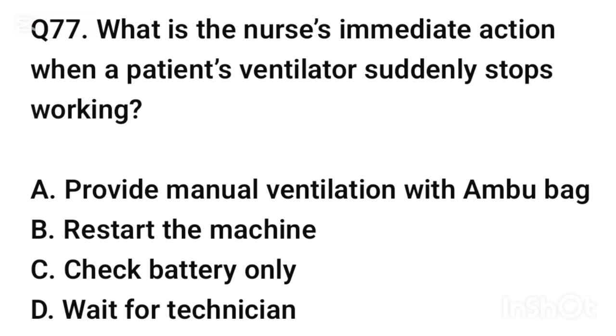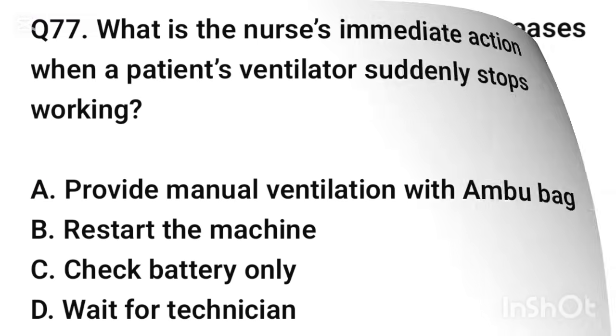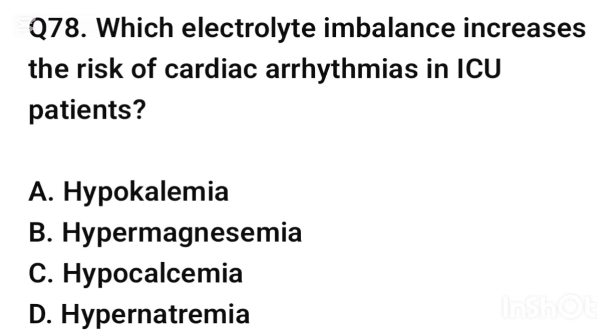Question number 77. What is the nurse's immediate action when a patient's ventilator suddenly stops working? The correct answer is option A. Provide manual ventilation with an Ambu bag. Question number 78. Which electrolyte imbalance increases the risk of cardiac arrhythmias in an ICU patient? The correct answer is option A. Hypokalemia.